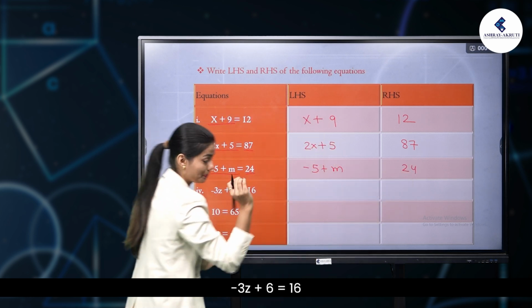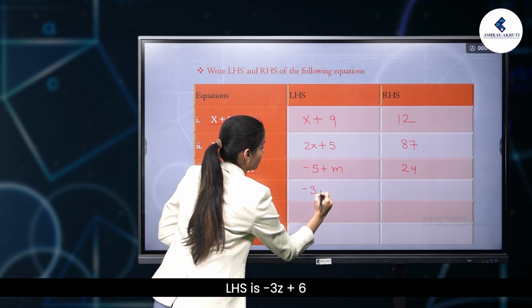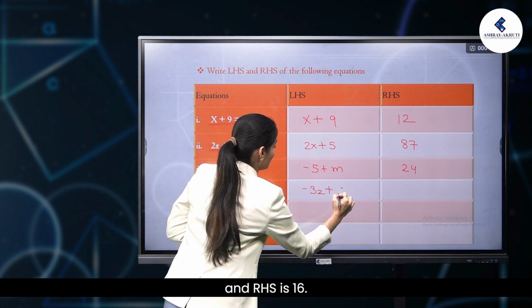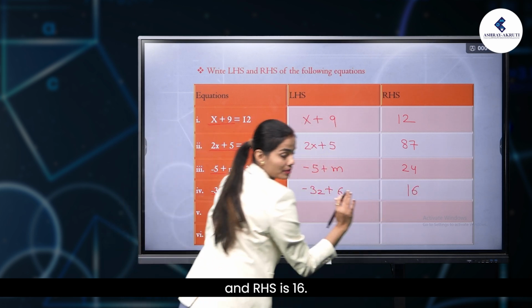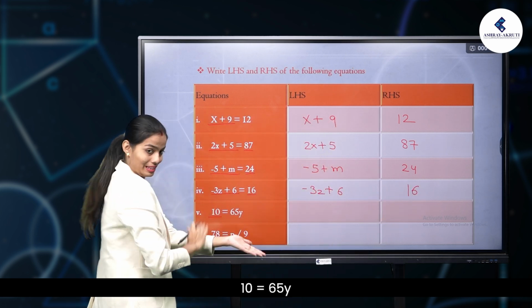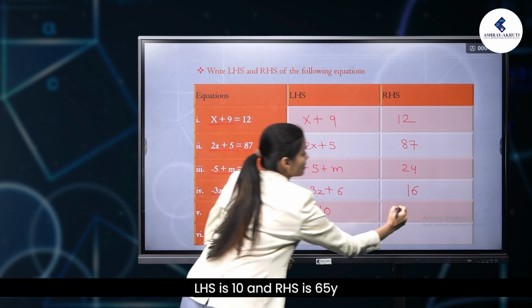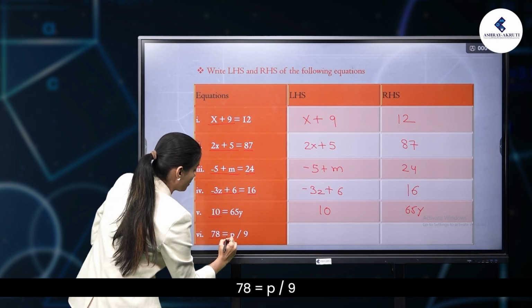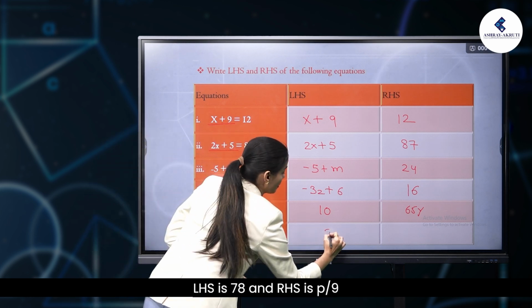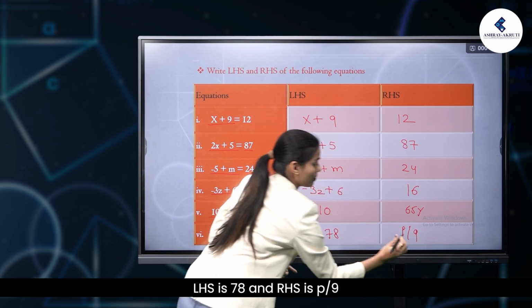Minus 3z plus 6 is equal to 16. LHS is minus 3z plus 6 and RHS is 16. 10 is equal to 65y. LHS is 10 and RHS is 65y. 78 is equal to p by 9. LHS is 78 and RHS is p by 9.